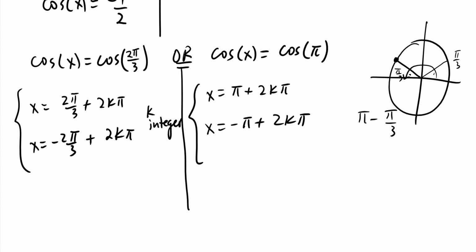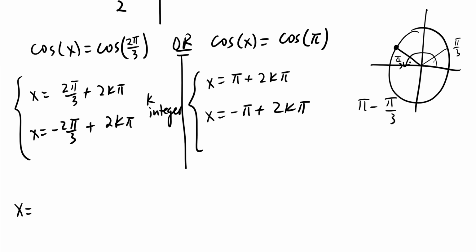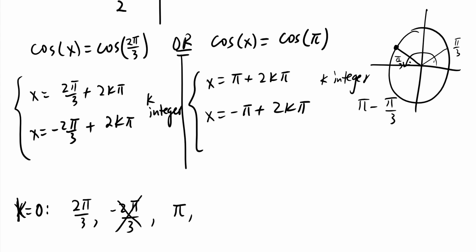Remember, there's a condition on x. It has to be 0 to 2 pi. If I take k equals 0, of course k is an integer, in all 4 equations, the first one I get 2 pi over 3. Next one, negative 2 pi over 3. This is not acceptable. It has to be 0 to 2 pi. The next one is pi. The next one, negative pi, is not acceptable. So I got 2 solutions so far.